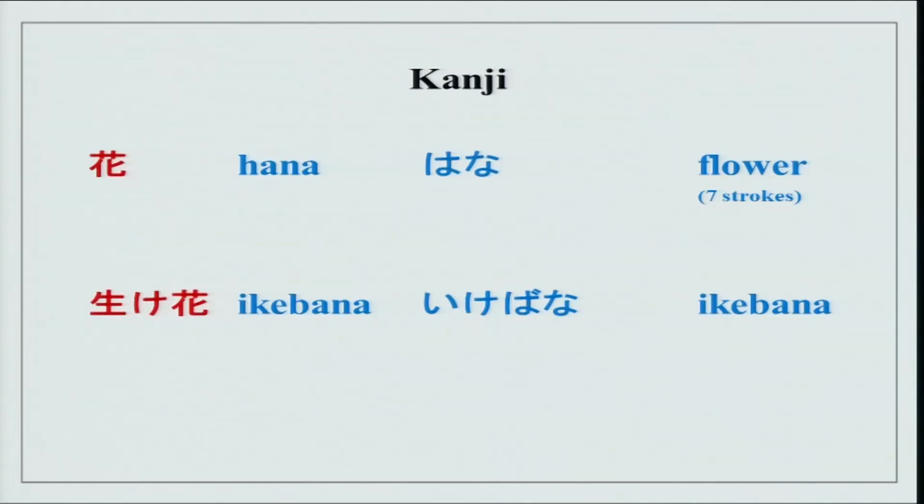And today we will do ikebana. Ikebana is of course the art of arranging flowers, which is very famous and known all over the world. We will do that today. This first character that you see over here, you have already done. This means to live or to be born, and hana is flower. It is ikebana.